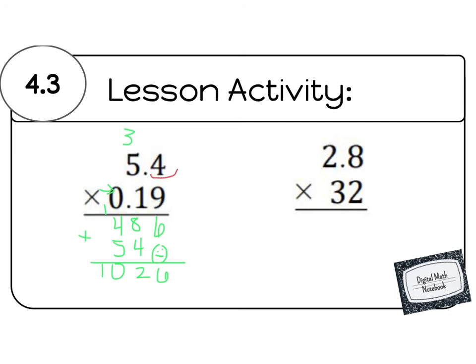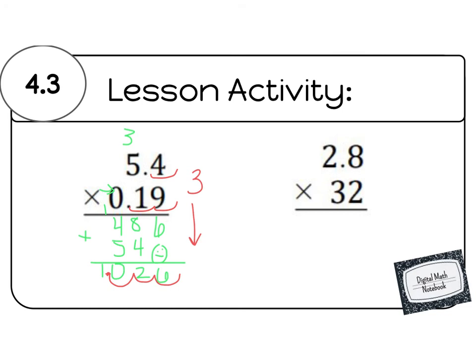Then before we're done, we have to count our place values. So we count 1 here, and then 1, 2 here. So that means we have 3. So that means we need to go down to the bottom and count 3. 1, 2, 3. So our number would be 1.026. Let's do one more.